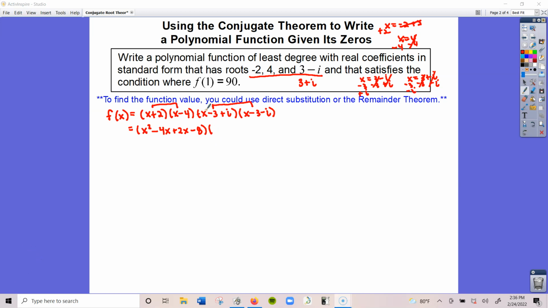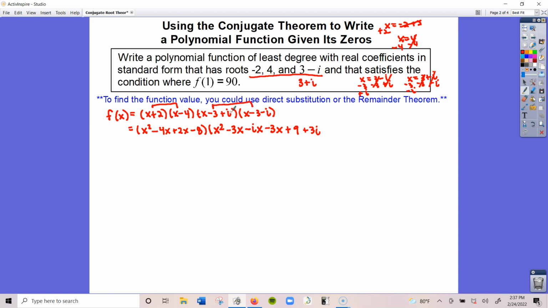So when I distribute, I'm going to distribute the x first. x times x is x squared. x times negative 3 is negative 3x. x times negative i is negative ix. Now I'm going to distribute the negative 3. Negative 3 times x is negative 3x. Negative 3 times negative 3 is plus 9. And negative 3 times negative i is plus 3i.